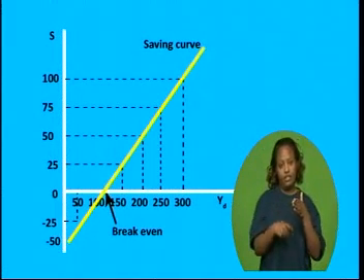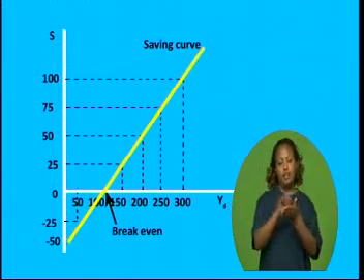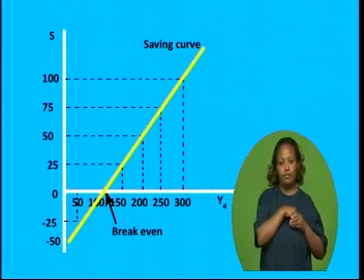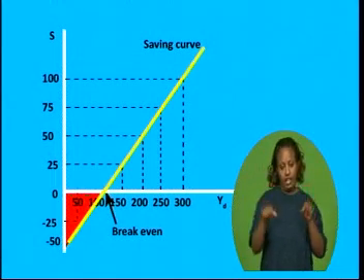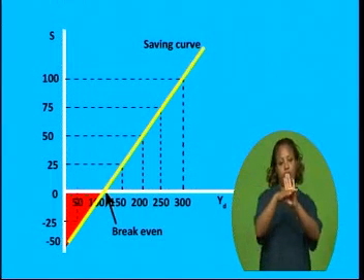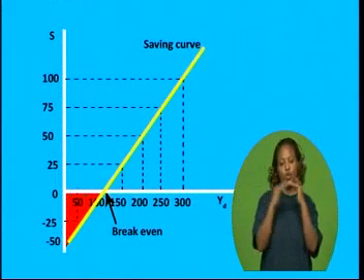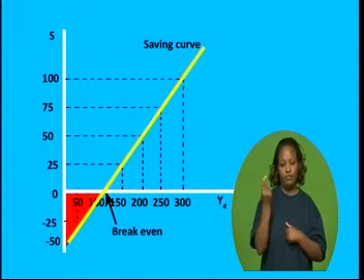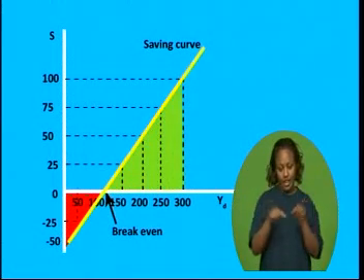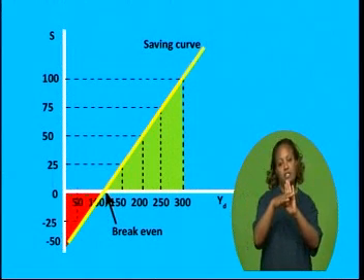The resultant saving curve slopes upwards, implying that saving increases with income. The shaded area in red below the x-axis represents negative saving, or dissaving, which is equal to consumption. On the other hand, the shaded area in green above the x-axis represents saving.